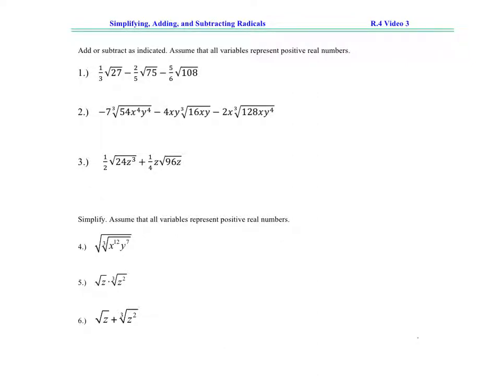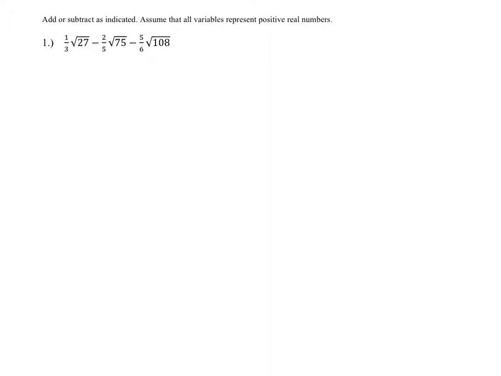Let's look at adding and subtracting radicals. Let's get started. Okay, first one, we have 1/3 times the square root of 27.